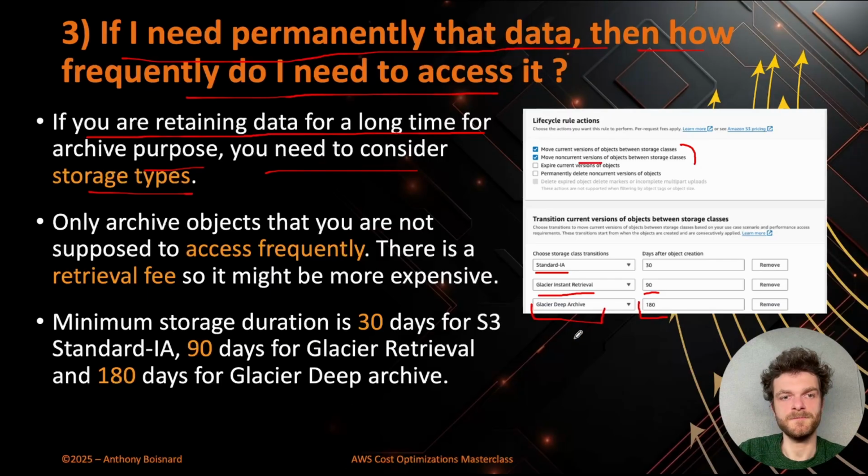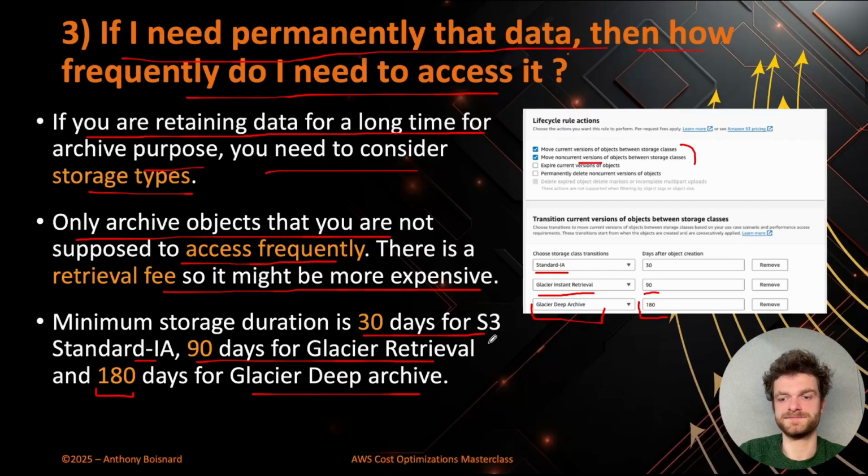But take care, only archive objects that you are not supposed to access frequently, because there is a retrieval fee, so it might be more expensive in the end. So make sure you are not making a lot of requests on the data you are archiving. Also, the minimum storage duration is 30 days for S3 Standard-IA, 90 days for Glacier Instant Retrieval, and 180 days for Glacier Deep Archive.